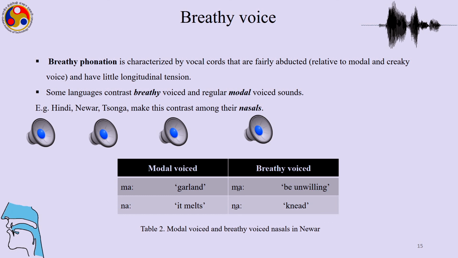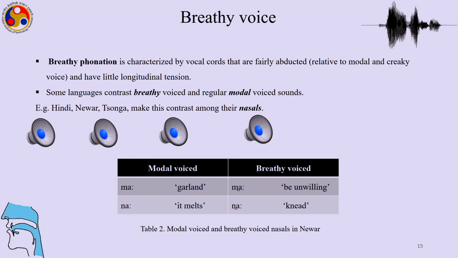Now coming to breathy voice. Breathy phonation is characterized by vocal cords that are fairly abducted. From the continuum that you just saw, we saw that breathy occurs between the most open and the modal voicing. So, they have little longitudinal tension, and they are fairly open, not as open as voiceless, but fairly open, and have some tension. Some languages contrast breathy voiced and regular modal voice sounds.